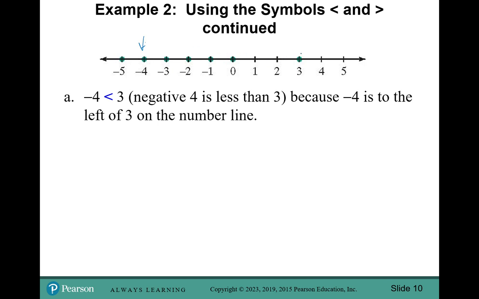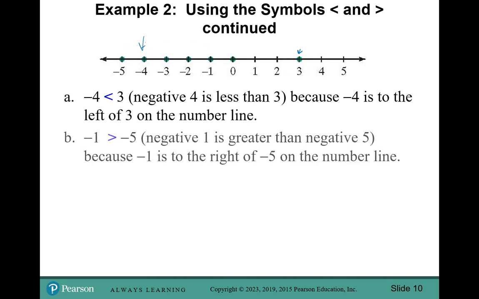And here we found 3. We can clearly see that negative 4 is less than 3 because it's further left on the number line. You can do the same thing for negative 1 and negative 5. You can find negative 1 on the number line here. Negative 1 here is bigger than negative 5. So that's why we say negative 1 is greater than negative 5.